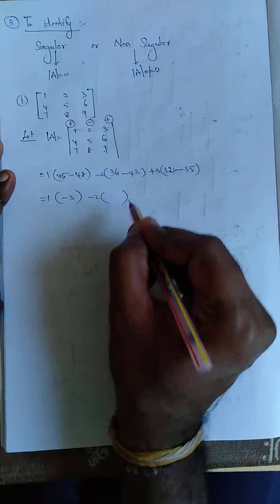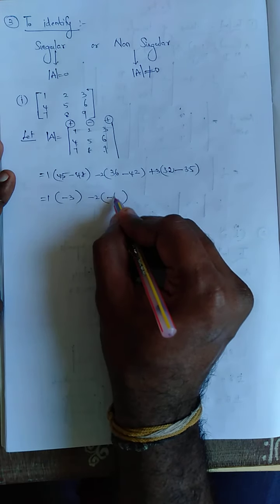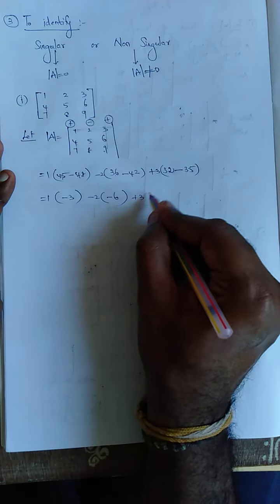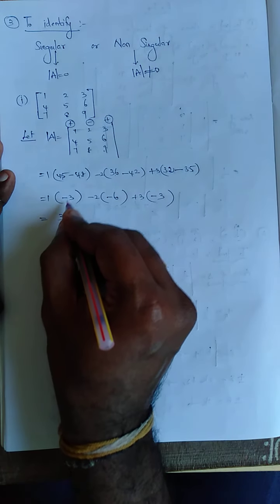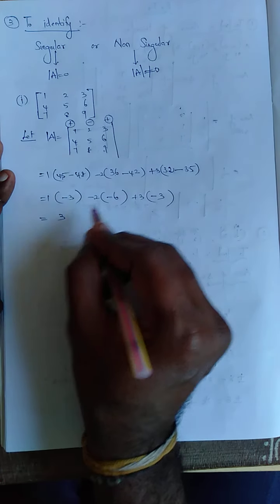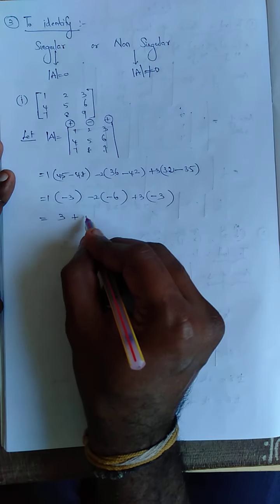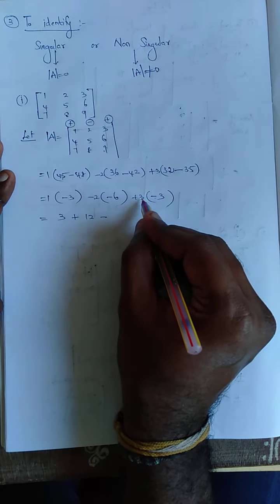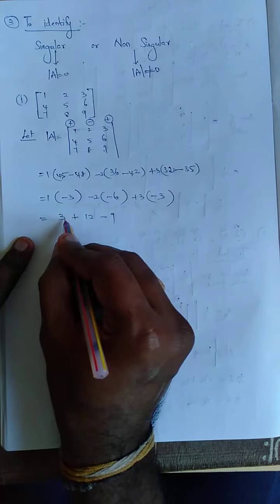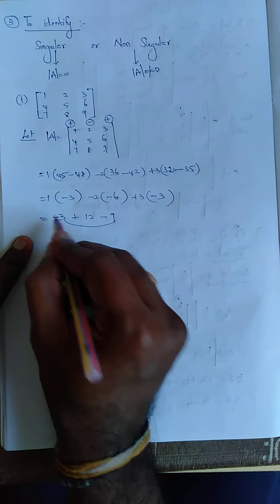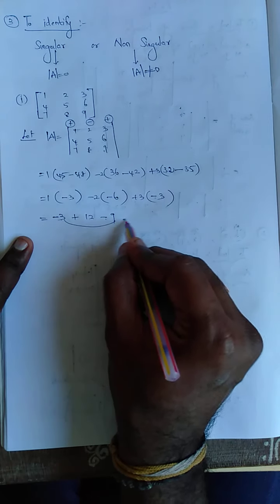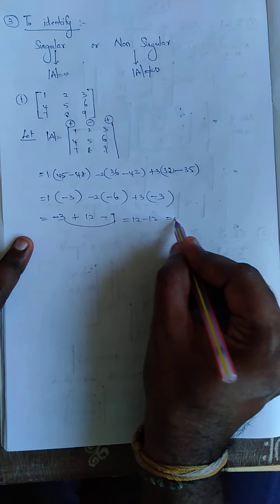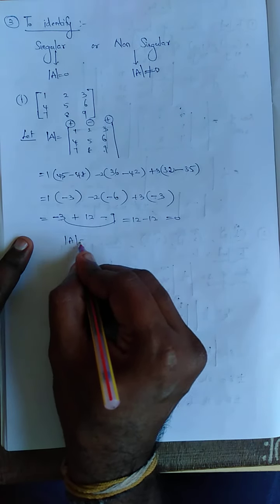This will be a minus 2. 36 minus 42 is nothing but minus 6. Plus 3. 32 minus 35 is nothing but minus 3. So this becomes minus 3, minus into minus plus, 6 2s are 12, plus 3 into minus 3, that is minus 9. So 1 into minus 3 is minus 3, minus 3 minus 9 is minus 12. So 12 minus 12 is equal to 0. Therefore determinant of A is equal to 0.